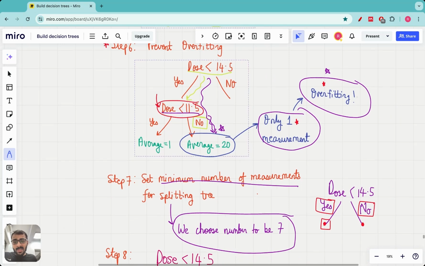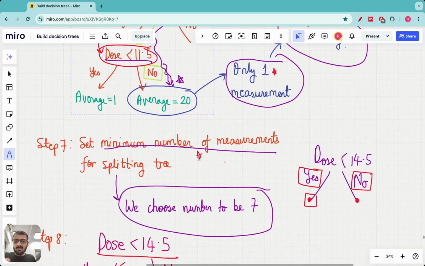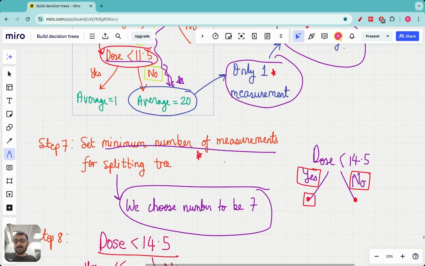So today you learned that we need to set some criteria, which means that we need to set some minimum number of measurements which need to be there before we split the tree. If these minimum number of measurements are not satisfied, there is no point in splitting the tree because it leads to overfitting. That is the first concept which you learned.